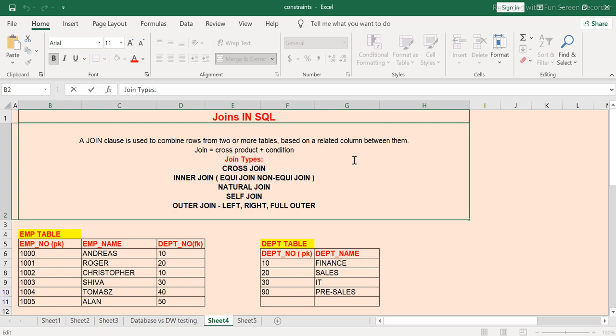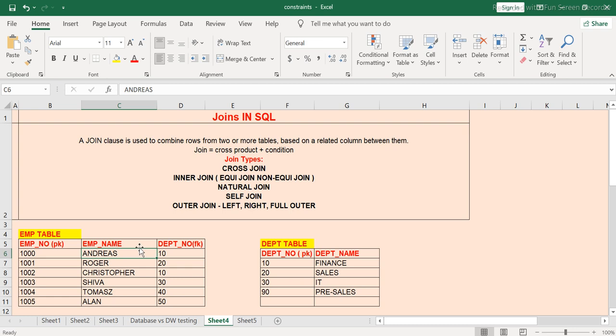For cross product, it is also sometimes called Cartesian product, or cross join, or cross product. These are the same name. But the underlying thing is basically we are just multiplying these two tables. We will see how it works. But you should understand that any join which we are talking about is the cross product plus condition.